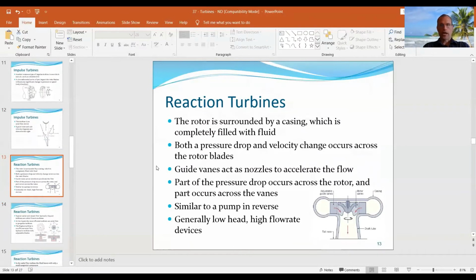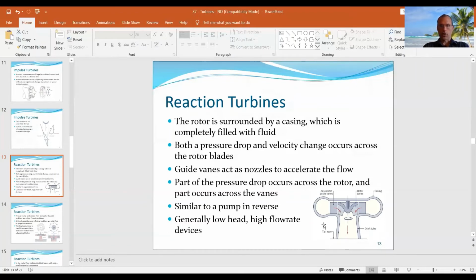The other type of turbines are reaction turbines. These are kind of like my centrifugal pumps, but again, backwards. I have this rotor surrounded by a casing. So again, a lot like what a pump would look like, but in a pump, fluid comes in, the pump spins it around and shoots it out the side. Here I have the opposite. I'm coming in the side. It's spinning this thing around and being shot out axially. So you get both a pressure drop and a velocity change across these rotor blades. So these guide vanes act as nozzles to accelerate the flow.